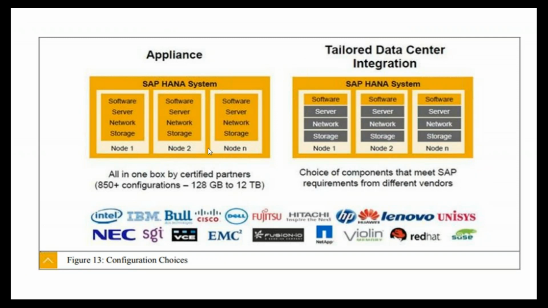So we have appliances, tailored data center integration. As I told you, we have parallel processing, right? In parallel processing, what will happen is we'll have multiple nodes, guys, and each node again has a server, network, and storage. These all things will be separate. Again, we'll have multiple CPUs, multiple nodes. So there are too many things that we have. So all in one box by certified partners.